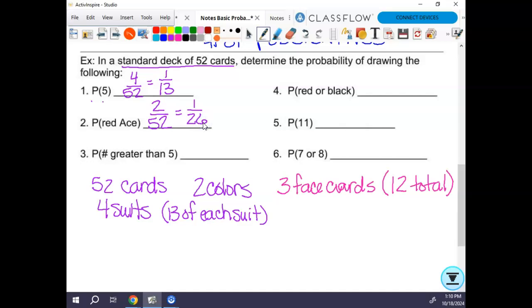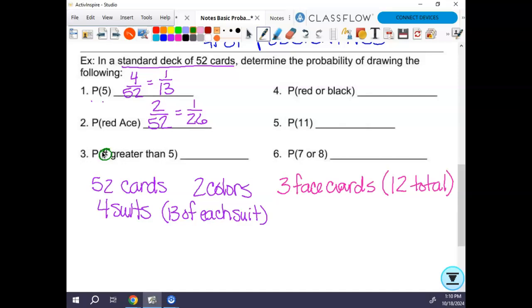Probability of a number greater than 5. Okay, so 2 things here. First of all, it says a number. Jack, queen, and king, are they numbers? No. Is the ace a number? No. It can be counted as a 1 or an 11, depending on what game you're playing, but it's not an actual number.